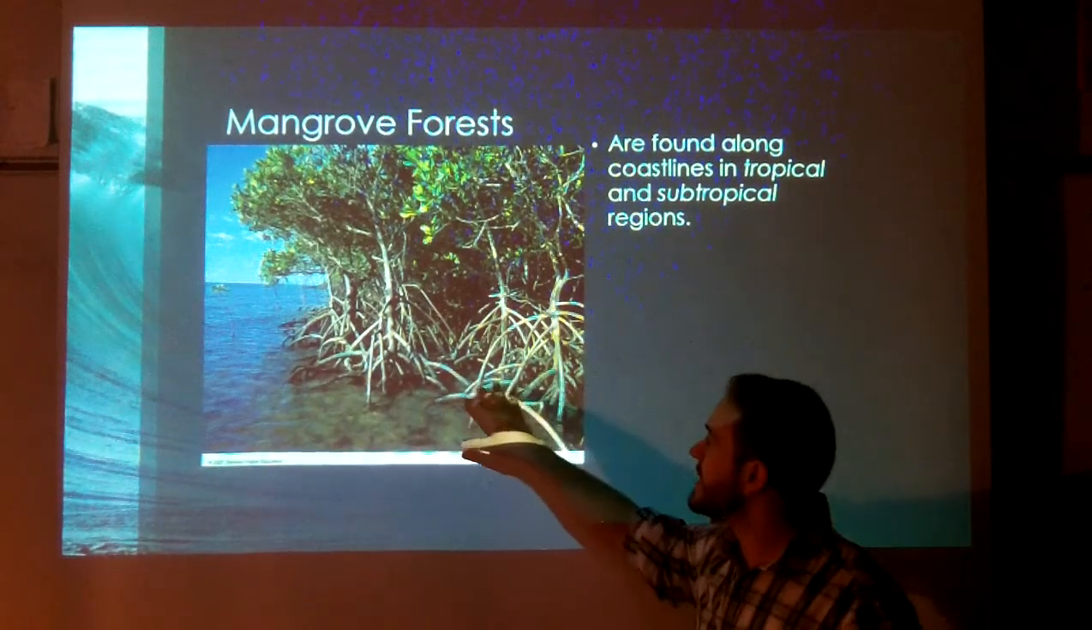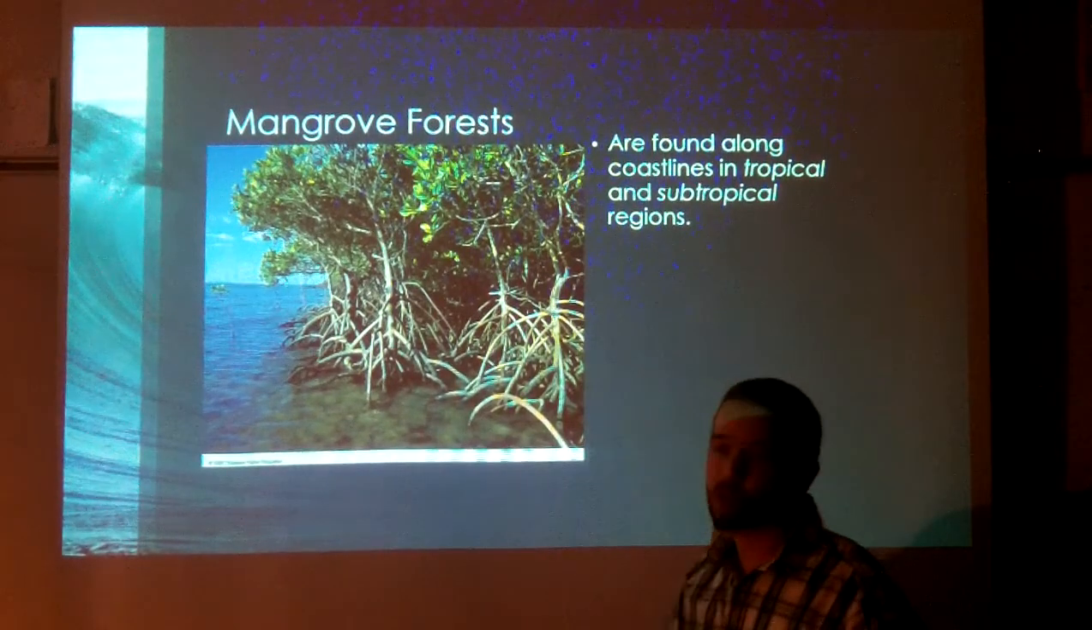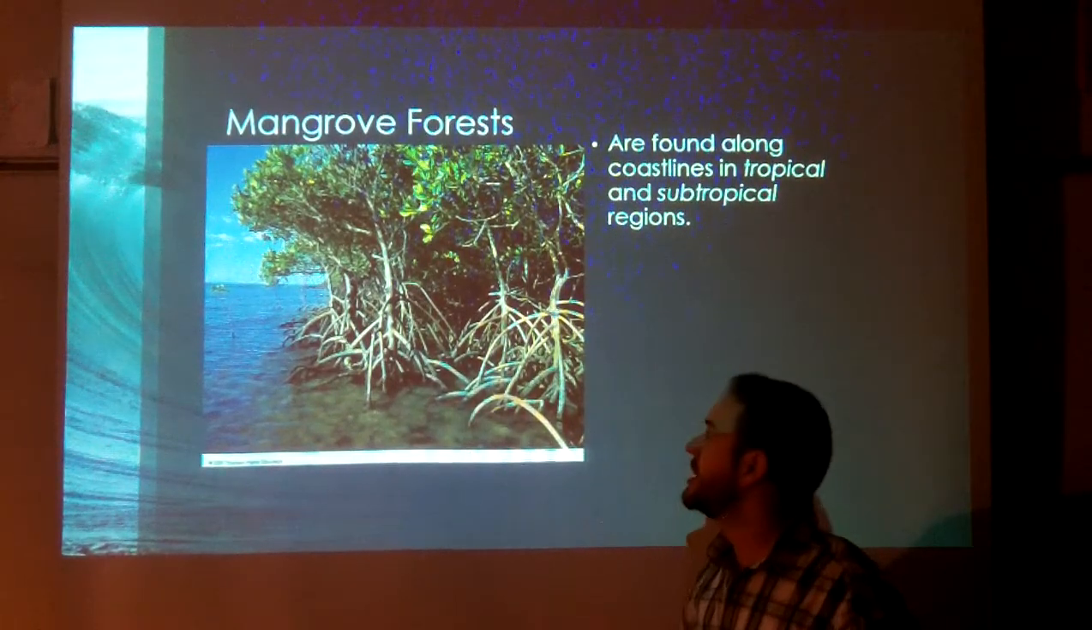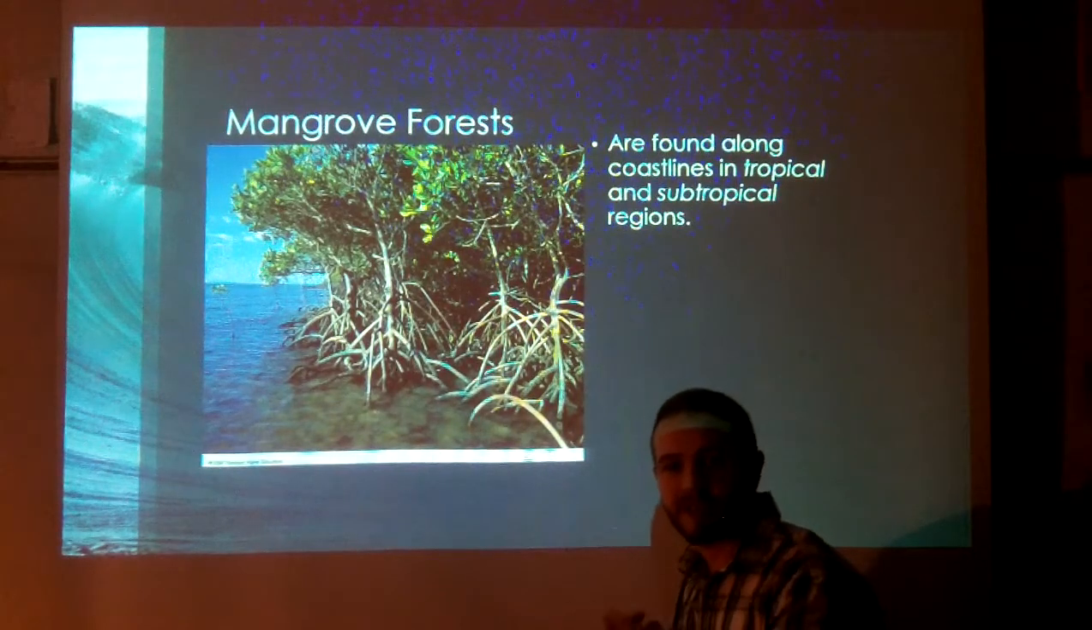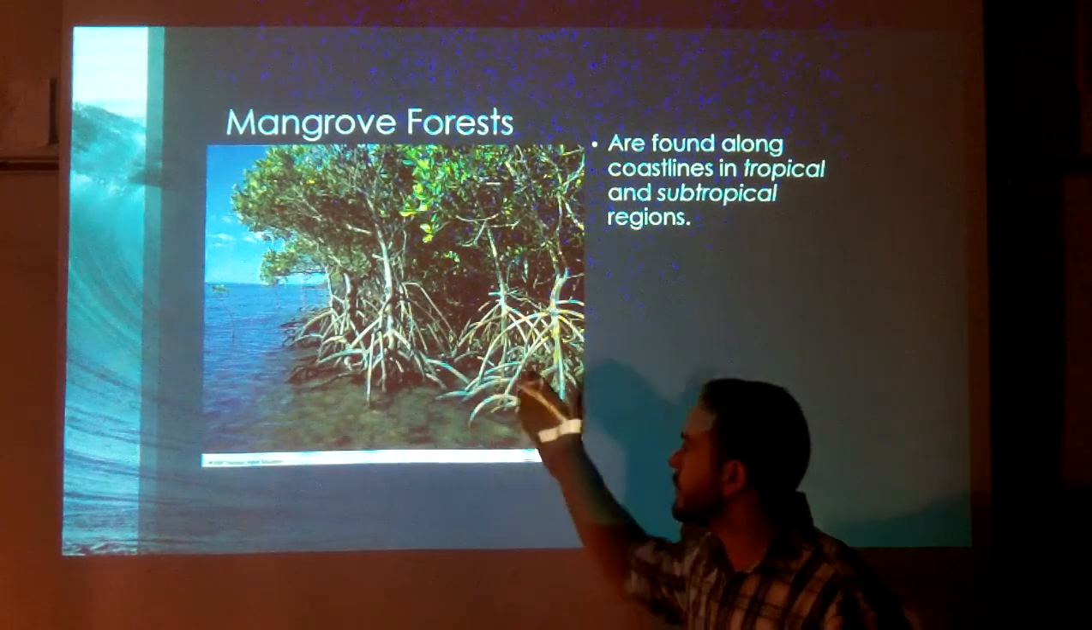And they form this little maze where lots of little organisms, crabs, and fish find habitat. It's a refuge. It's a safe haven from the bigger fish because they can't wiggle their way through there.